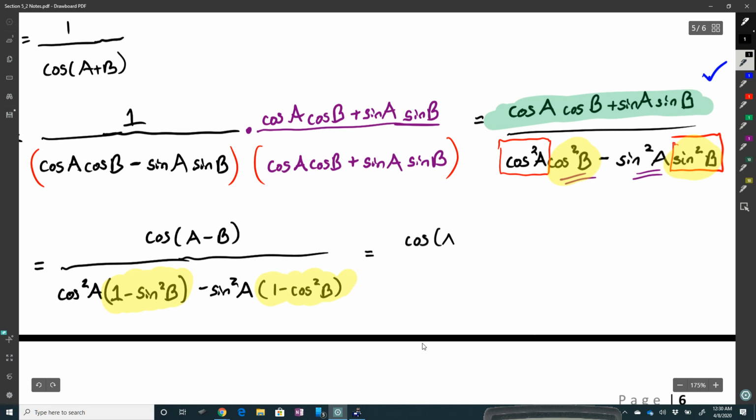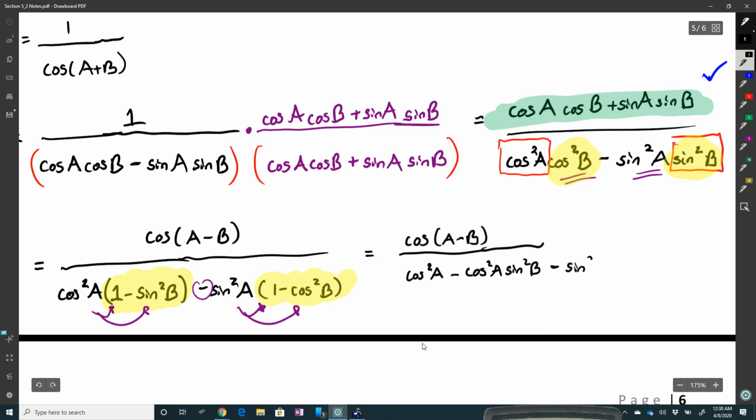So on the top, I have what I want. On the bottom, if I distribute these guys, remember that's a minus, we have cosine squared A minus cosine squared A sine squared B minus sine squared A, and then double negative, a minus and a minus, plus sine squared A cosine squared B. And these terms kill each other. And now with those two terms gone, I have my final answer.